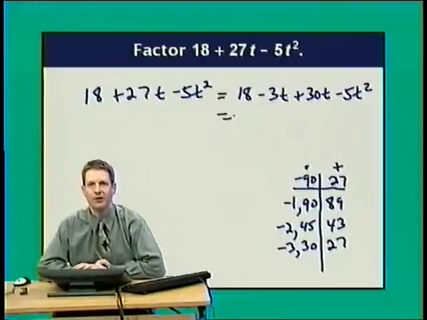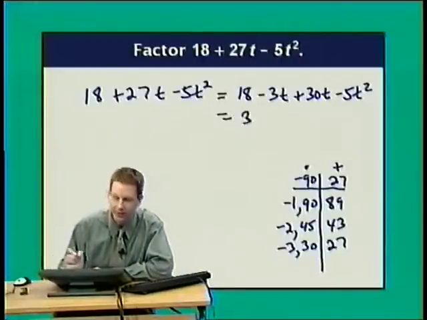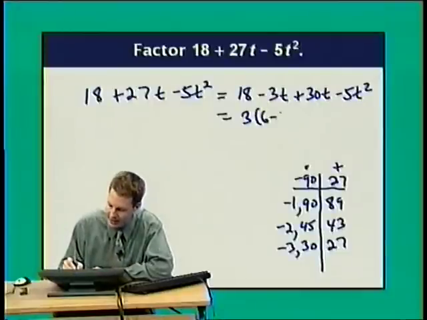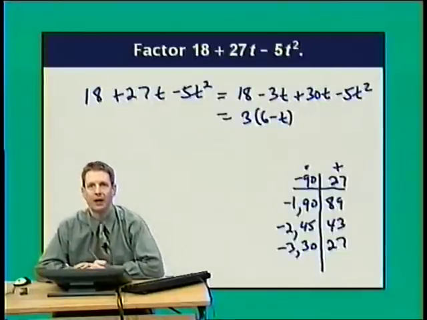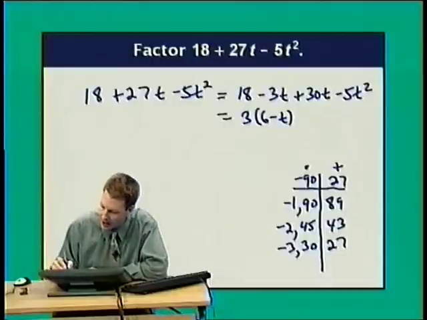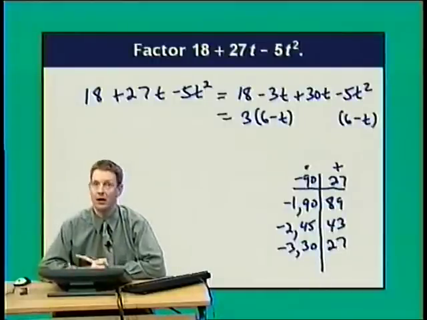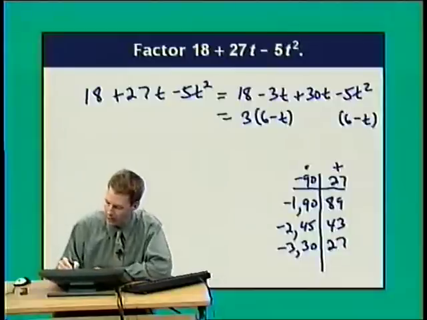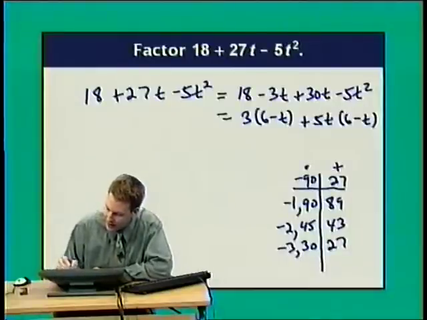In my first two terms, I have a common factor of 3. Let's factor that out. That leaves behind 6 minus t. In my second two terms, I want to factor in such a way that I leave behind 6 minus t. Focusing on the 30t, what I would need to factor out is plus 5t.